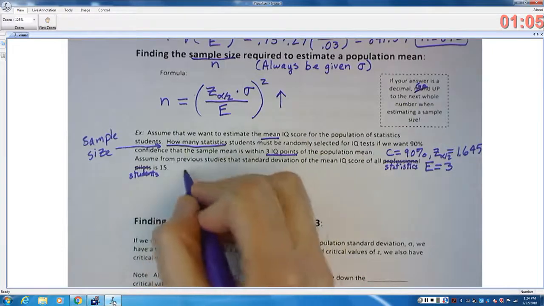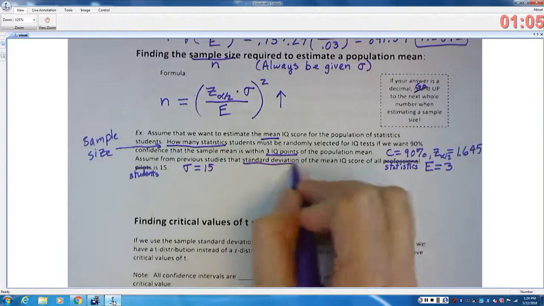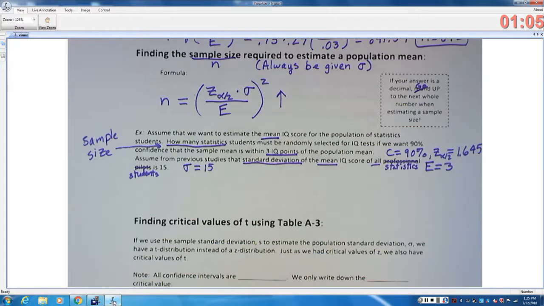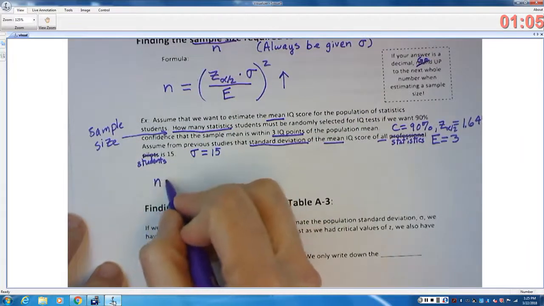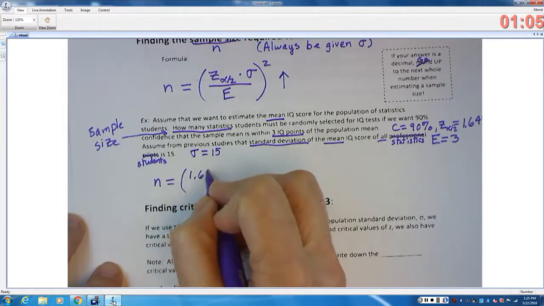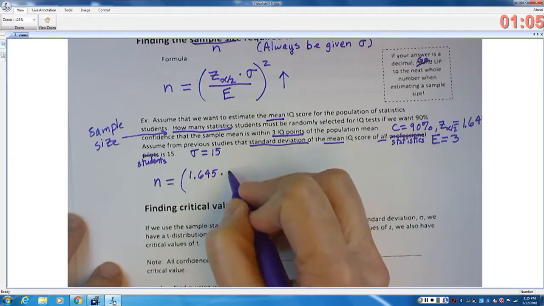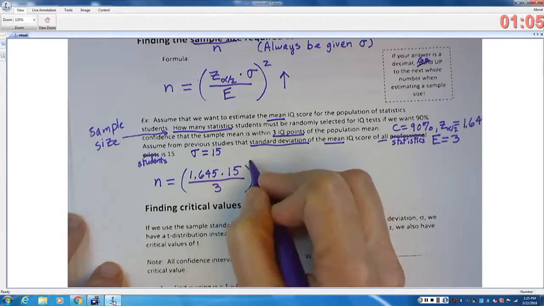Sigma is 15, the standard deviation of all statistics students. Okay. So we're going to use this formula. n equals the critical value, 1.645 for 90%, and then times sigma, which is 15. And then we're dividing by 3, not by 0.03, and we're squaring that.